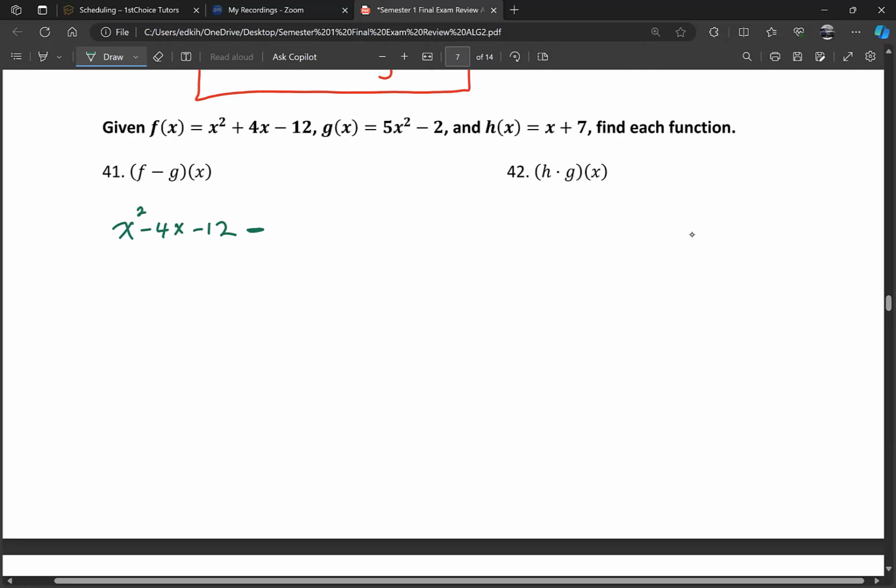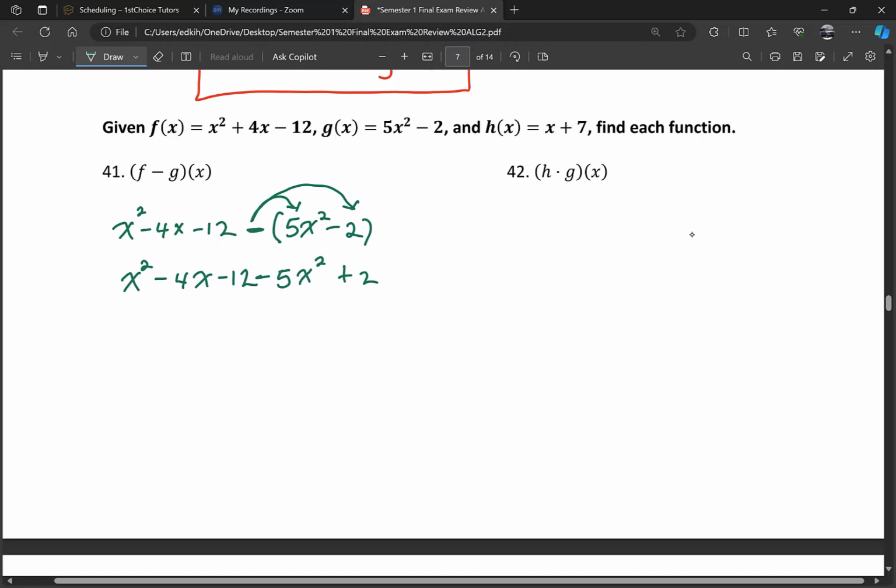subtracting the function g. Now, because this is a subtraction, you want to be incredibly careful. You must enclose the second one in parentheses. Why? Because remember, this negative affects the signs in here. Had it been a plus, we wouldn't have cared. But because it's a negative, they're being subtracted, we have to really watch out for that. So here, we'll end up having negative 5x to the second plus 2. Then we'll have x squared minus 4x minus 12. I just brought this down because nothing changed.